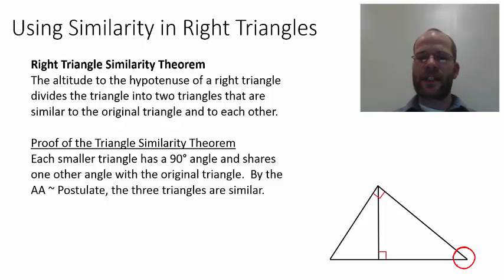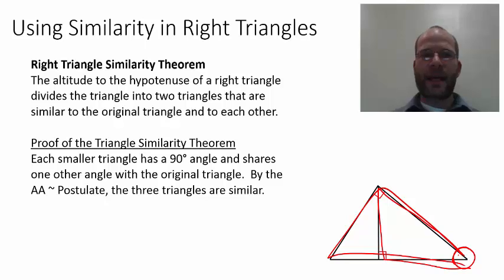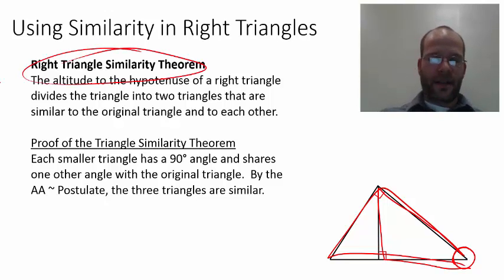Likewise, if I look at this vertex over here on the right, that vertex is common to the medium triangle and also to the largest triangle. So again, by angle, those two triangles are similar. Therefore, by angle, all three triangles are similar, and we have the right triangle similarity theorem.